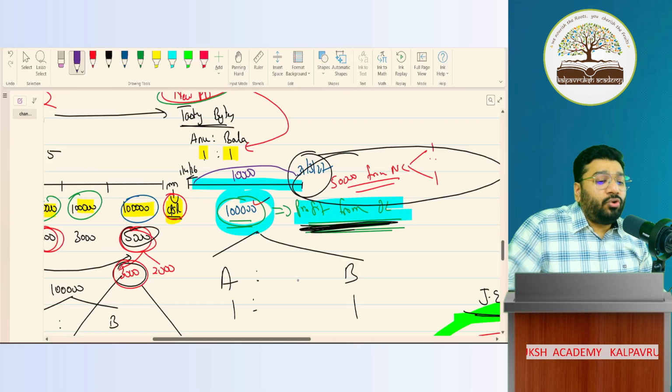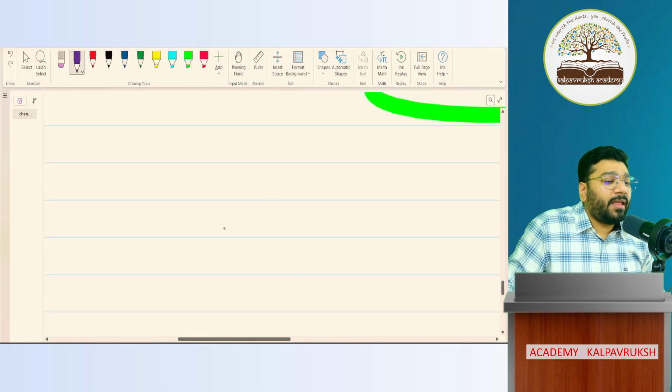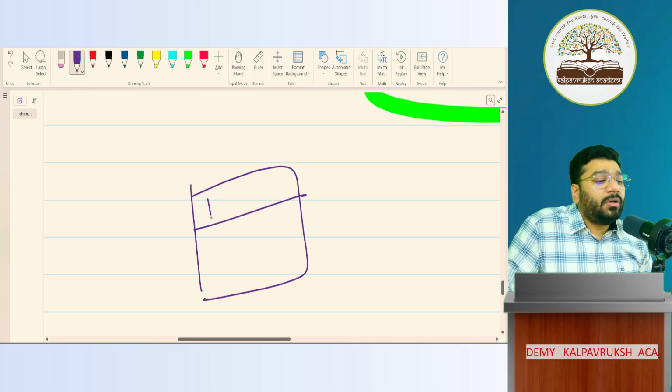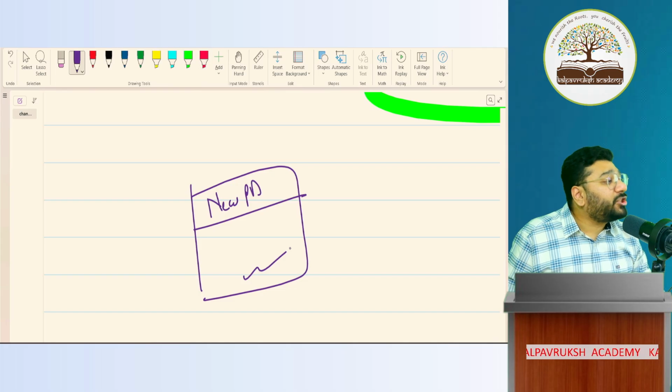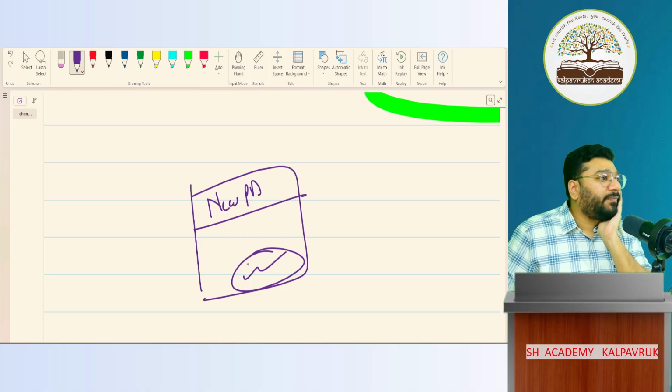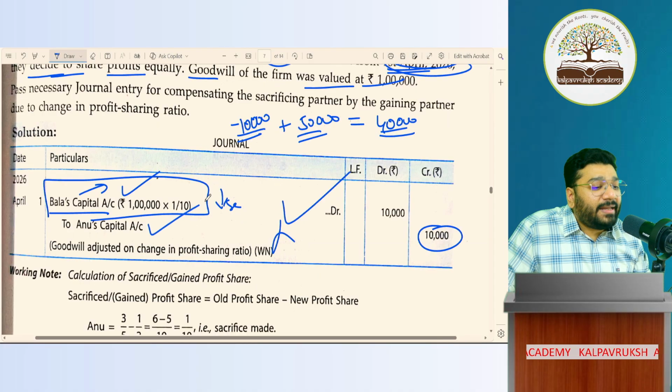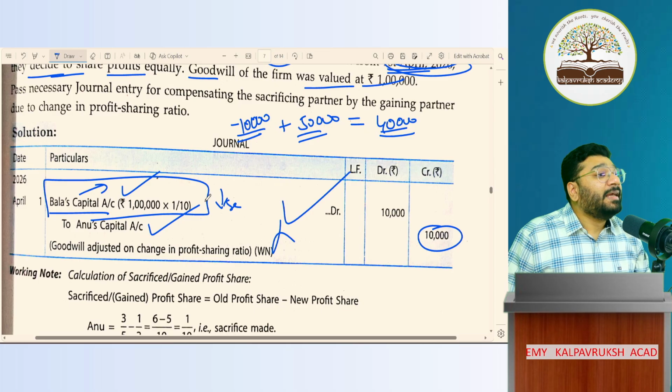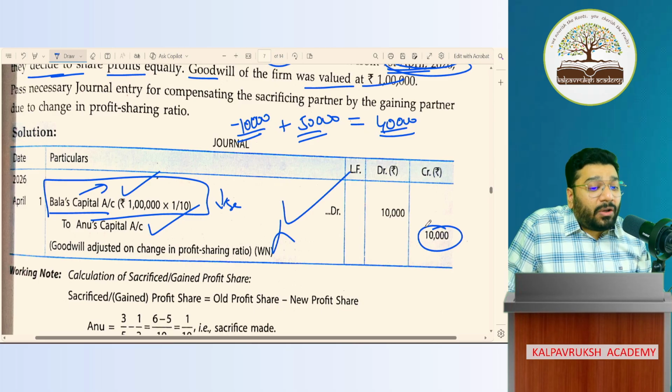Now, when you change the profit sharing ratio, what are you supposed to do? A new partnership deed has to be signed. Anu will sign this document only when this entry is passed. What is this entry? This entry says that this 10,000 belongs to Anu.